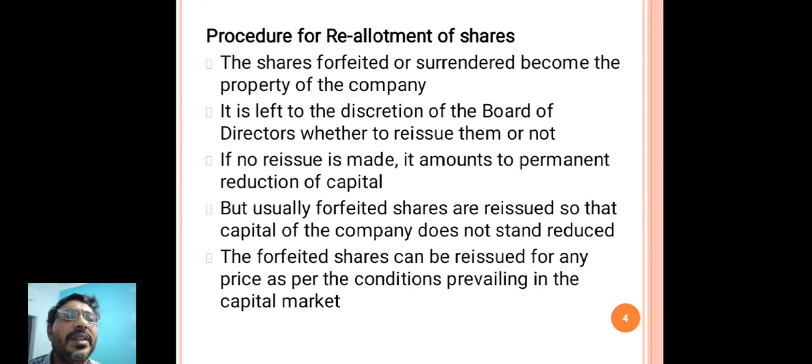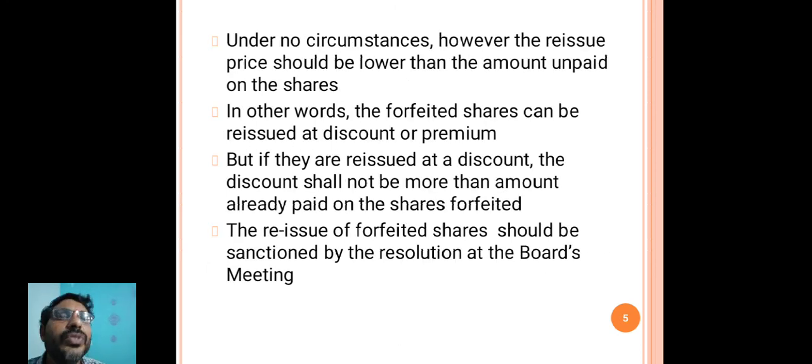The forfeited shares can be reissued for any price as per the conditions prevailing in the capital market. Under no circumstances, however, should the reissue price be lower than the amount unpaid on the shares.